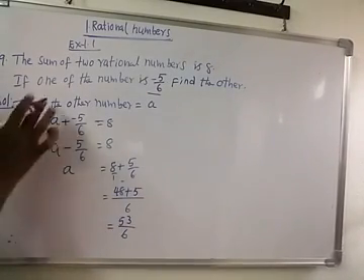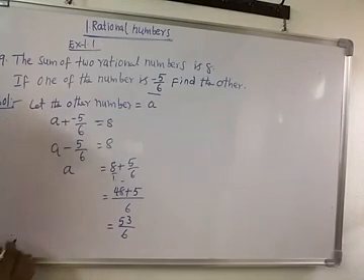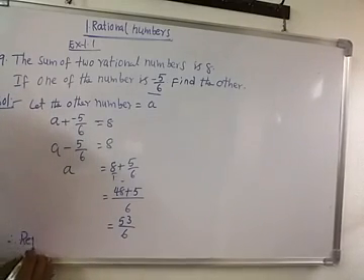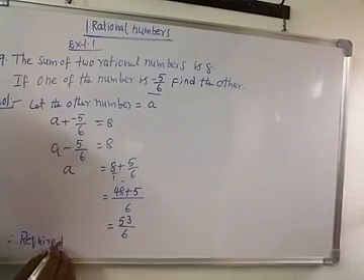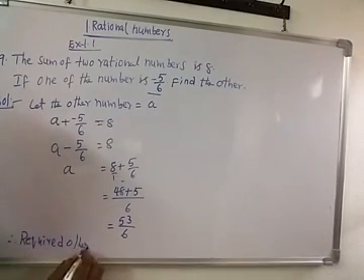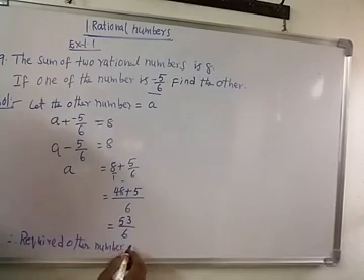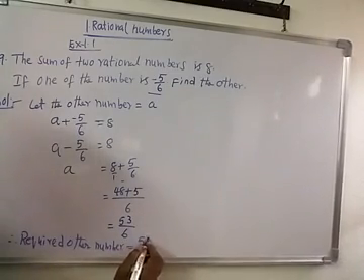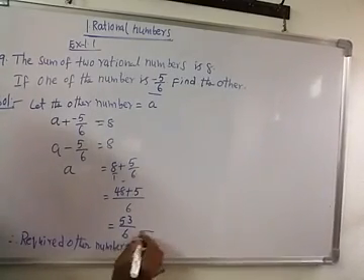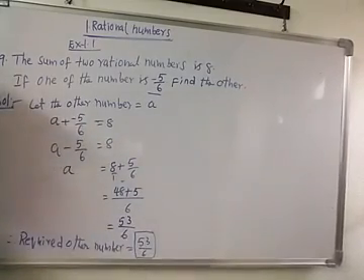Therefore the required other number is equal to 53 by 6. Okay, right.